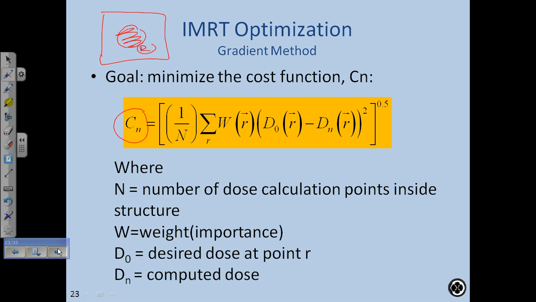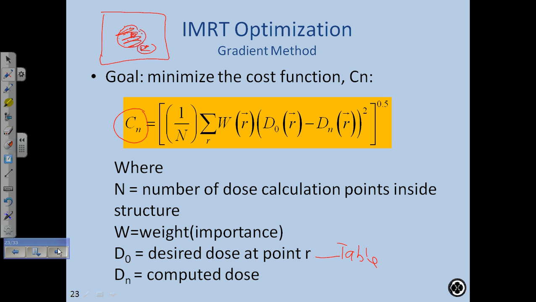So let's look at how this works. N is the number of dose calculation points inside the structure. Each structure has a bunch of calculation points because the planning computer has to calculate dose inside the structure, and it's based on a grid. So that's N. W is the weight. Remember that weight in that table? It was 100, 100. That's W. That's how important that is. And D0 is the desired dose at point R. D0 is the desired dose at one of the beamlets at a certain point. There's a point here, there's a point here, there's points everywhere. And again, that's established from the table that we saw a couple of slides ago. And DN is what it just computed. So the dose that it just calculated, that's the dose. The initial one with open fields, that dose is going to be pretty much even throughout.